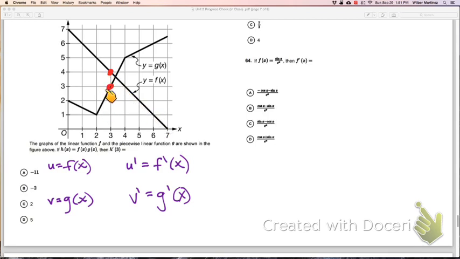The derivatives, because these are straight lines, are the slopes of the functions themselves. So for the function f, it goes down 1 over 1, down 1 over 1. That means that f prime of 3 would be negative 1. And for g, from here, it goes up 2 over 1. So that means that the rise for g is positive 2 over 1. Product rule says to multiply backwards first. So 3 times negative 1 is negative 3. Plus, if I multiply forwards, 4 times 2 is 8. Negative 3 plus 8 is 5. Answer choice D.